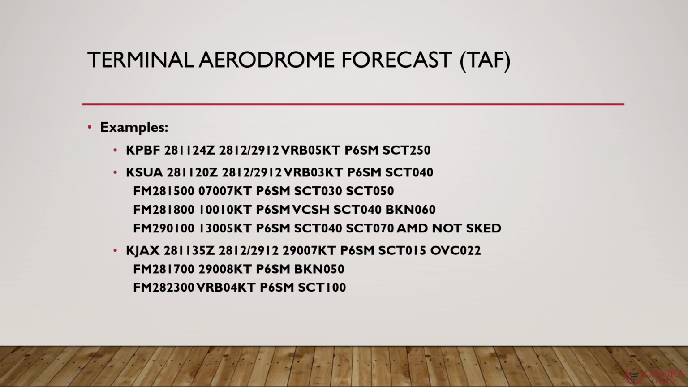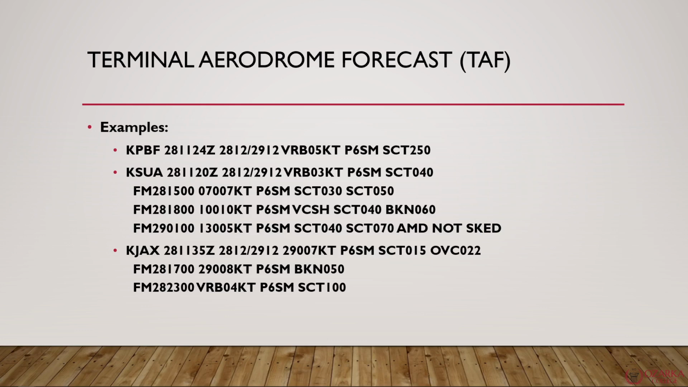And then we go into the 29th, and from the 29th at 0100, the winds are scheduled to be, or predicted to be, 130 at 5 knots, greater than 6 statute miles of visibility. There's a scattered layer at 4,000, a scattered layer at 7,000, and there's not an amended TAF scheduled. That's what that AMD NOT SCHED means: amended TAF not scheduled.